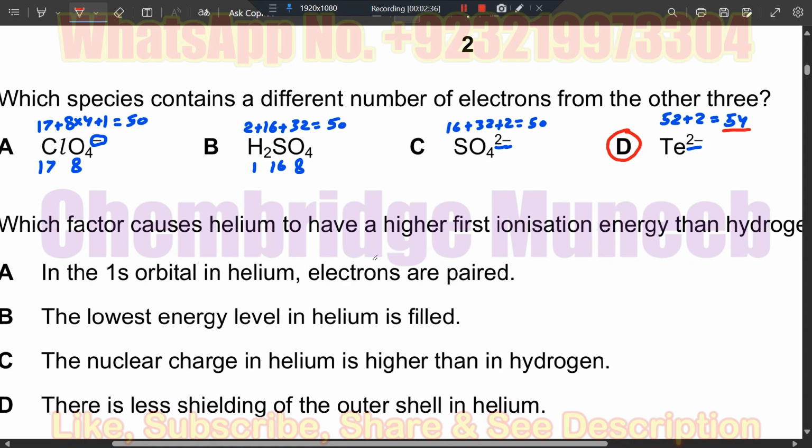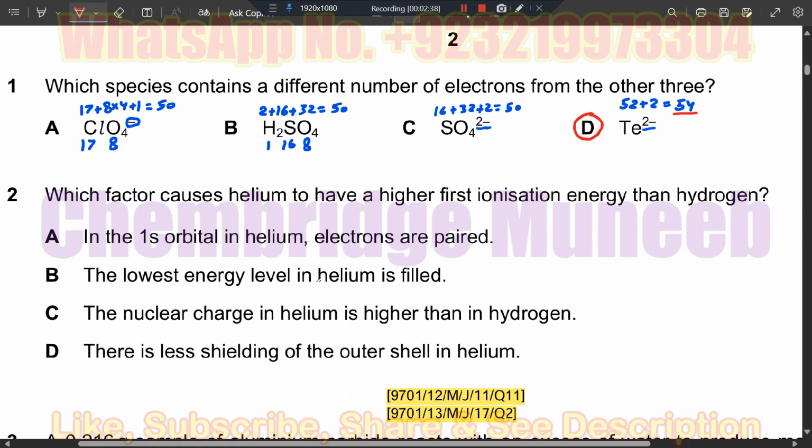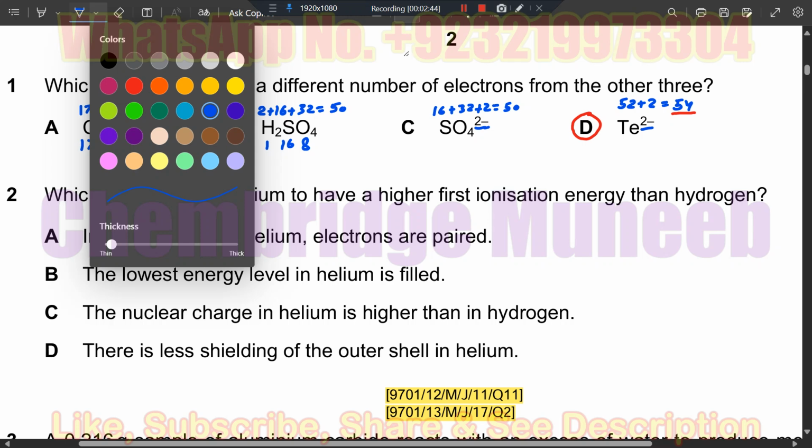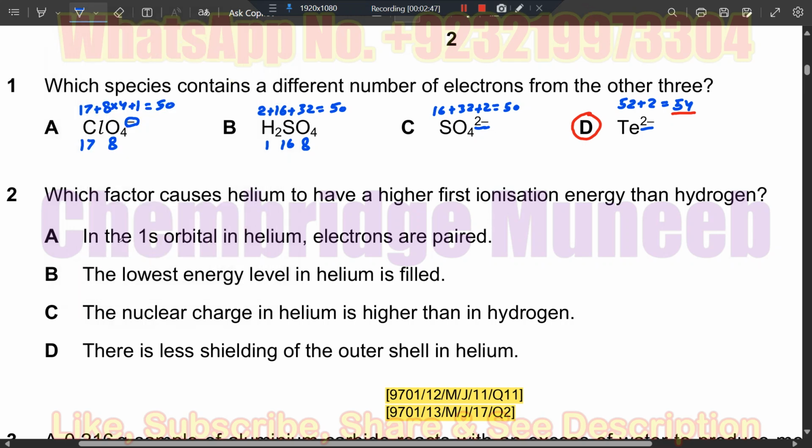Now the next question, number 2: which factor causes helium to have a higher first ionization energy than hydrogen? So here let's see option A. In the 1s orbital in helium, electrons are paired. If we say the electrons are paired in 1s like this, we should have less ionization energy instead of high ionization energy, because pairing or spin pair, there is a fact of spin pair repulsion. So spin pair repulsion must account for the less ionization energy instead of the high ionization, so that is incorrect.